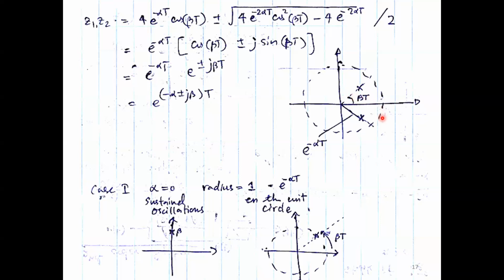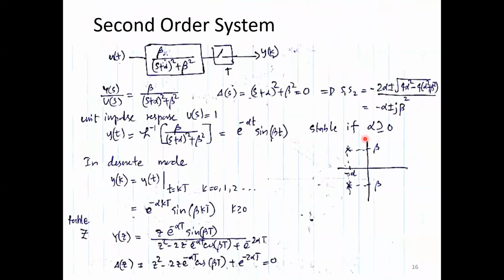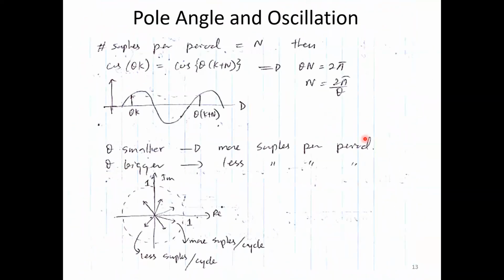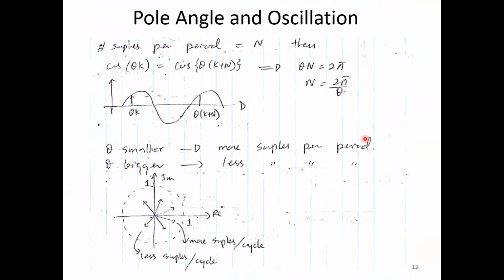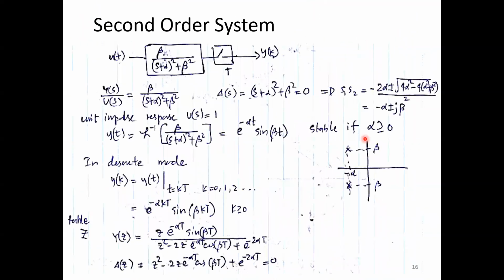Okay. Now, if you look at different cases here, what if alpha equals 0? Alpha means the real part in the continuous time. So remember in the continuous time, we are actually coming from over here: minus alpha plus or minus j beta. So these are the continuous time poles. Minus alpha is the real part. J beta is the imaginary part. Remember like that.